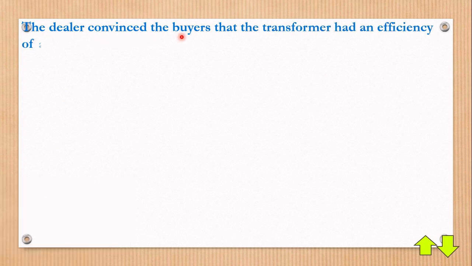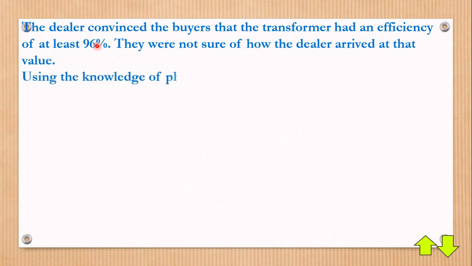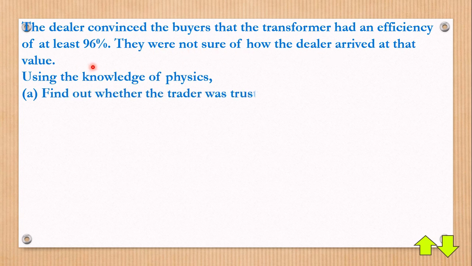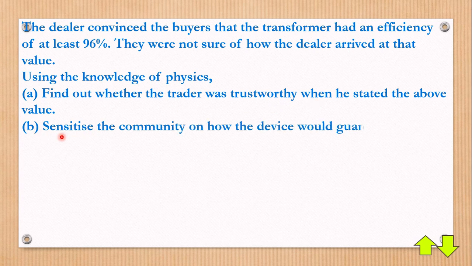So now with this they are saying, let's pick our laser pen again. Okay, good. They're saying the dealer convinced the buyers that the transformer had an efficiency of at least 96%. By the way, remember that the efficiency of a machine is always below 100%. So if it's 96, then it's super good. Just know that. They were not sure of how the dealer arrived at that value. Oh, that's really bad. So using the knowledge of physics, Part A, find out whether the trader was trustworthy when he stated the above value. Part B, sensitize the community on how the device would guard the transformer against such destruction.